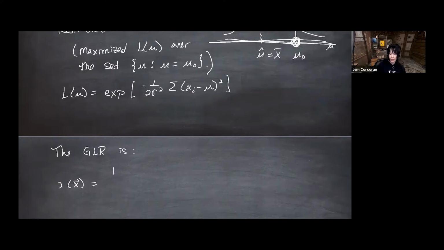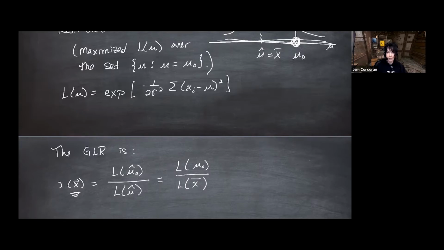And so the generalized likelihood ratio is: we're going to take L of the restricted MLE over L of the actual MLE, and this is L of the point mu naught over L of mu hat. Right now I'm using lowercase letters. Once I get into probability, I'll use uppercase letters, but I am going to write X bar. Just so you know, that's not a vector. That's the sample mean of my n little x's.